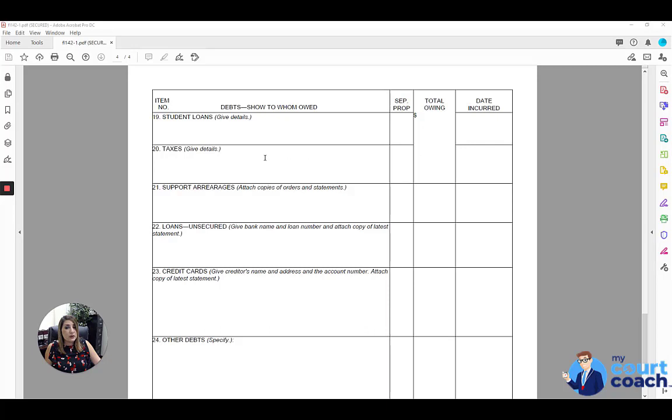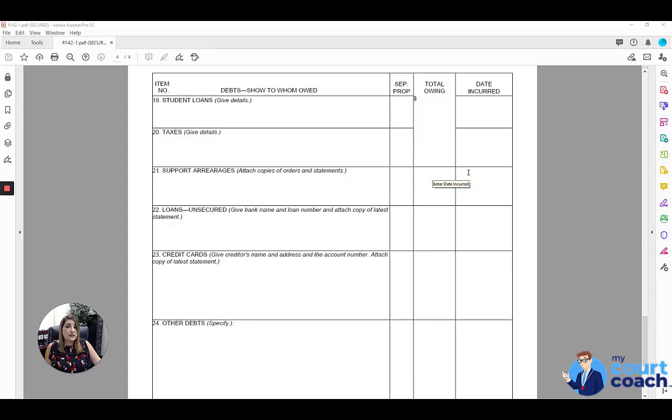And with the taxes, I know that sometimes the IRS and the state franchise board don't always give current statements every month. So whatever your most current statement is, attach that as your supporting documentation. If you owe support arrearages, in other words, if you have been found to owe back support in either this case or any other case, then you would want to attach a copy of those support orders and the total amount that's currently owing.